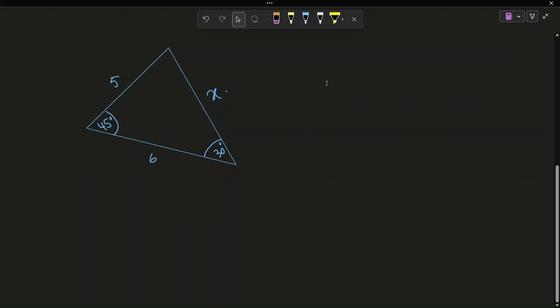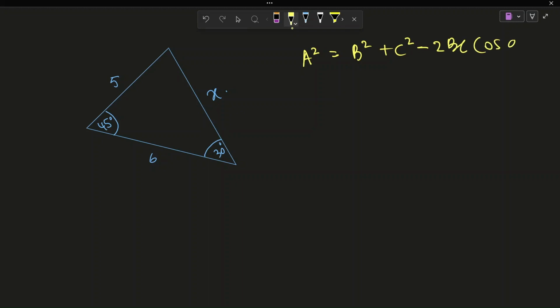Now say for a question you get something like this. You have one unknown side x, and you know the lengths of two sides, one is 5 and the other is 6, and you have two angles, 45 degrees and 30 degrees. Now I'm going to write the cosine rule over here, which is a squared equals b squared plus c squared minus 2bc cos A. Now remember, you need to use an included angle.